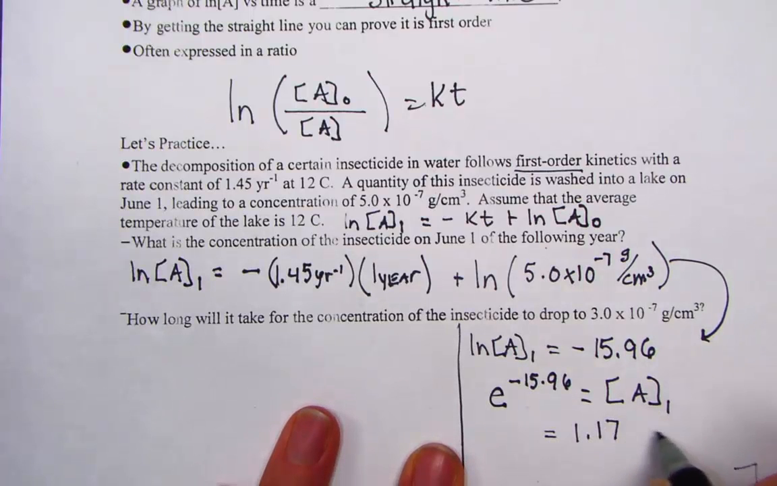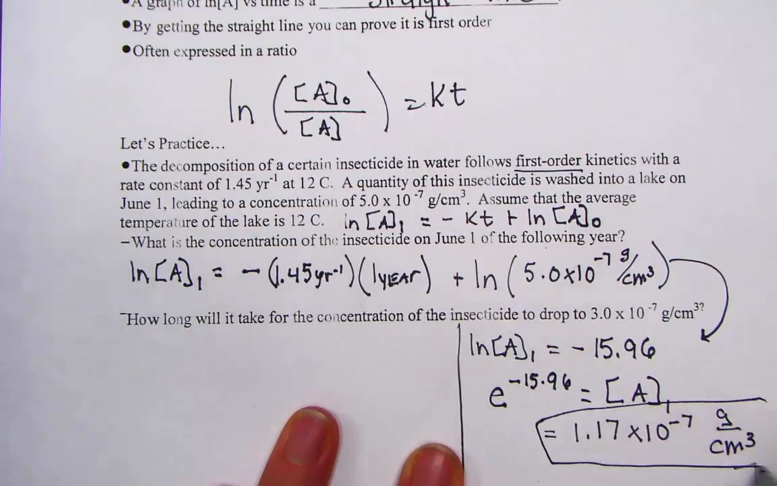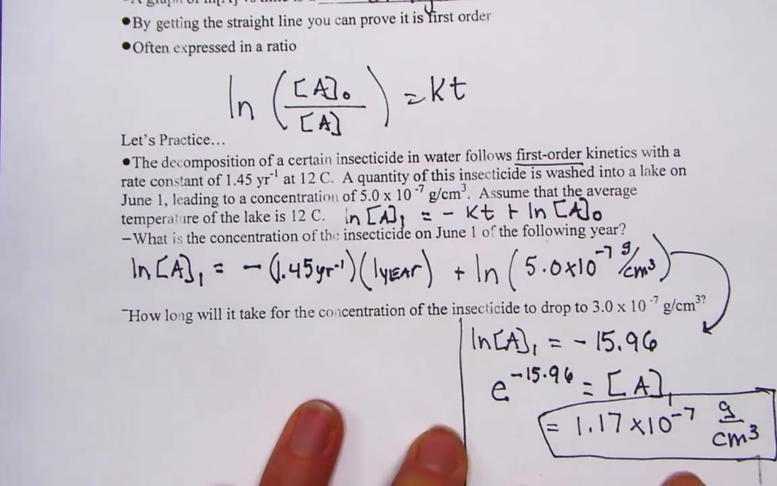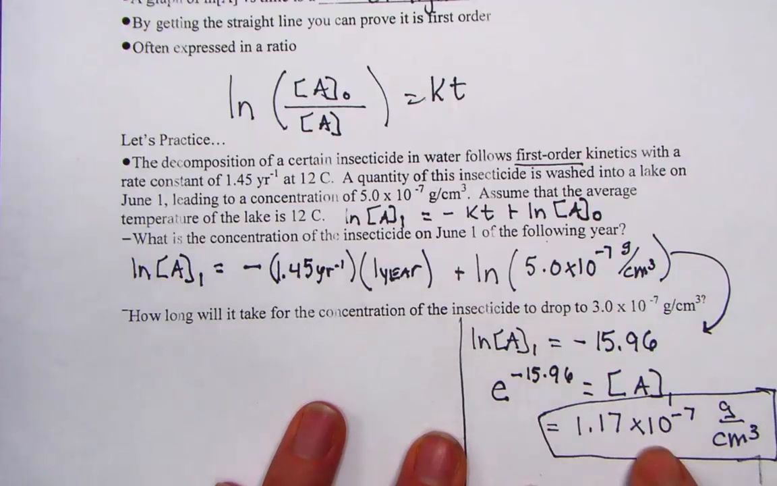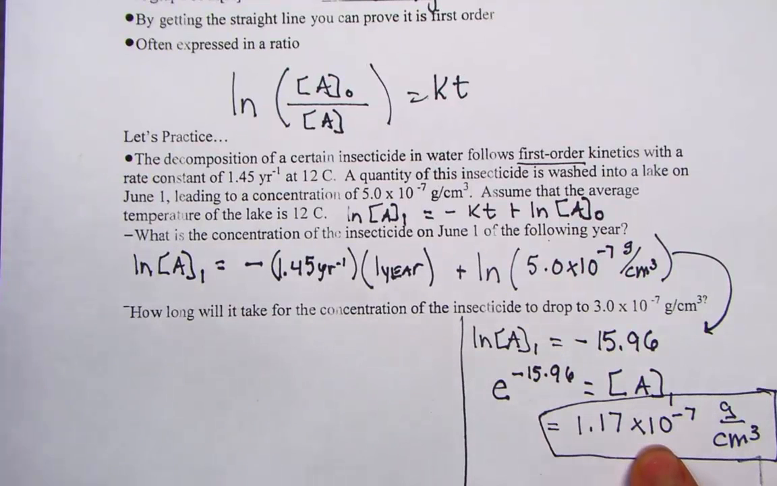1.17 times 10 to the negative 7th. The concentration unit from up above was grams per cubic centimeter. After 1 year that's gone by, that's the remaining amount of our insecticide. We started with 5 times 10 to the negative 7th, and now a whole year later, there's 1.17 times 10 to the negative 7 grams per cc remaining.